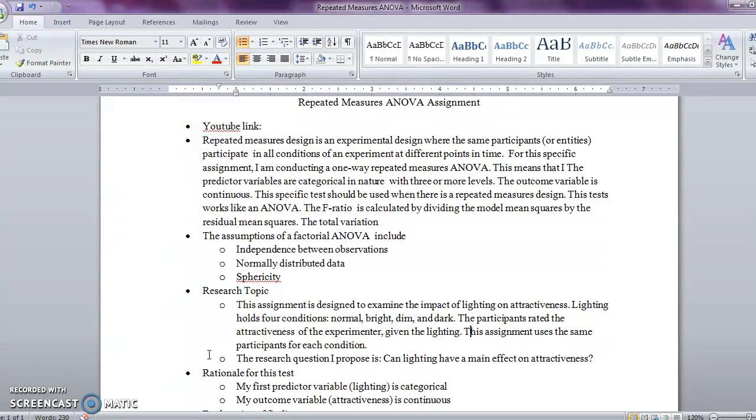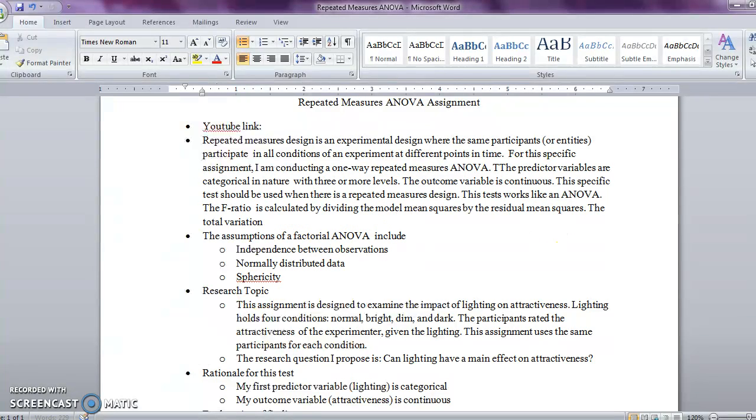So for this specific assignment, we're doing a one-way repeated measures ANOVA. The predictor variable is categorical in nature with 3 or more levels. The outcome variable is continuous. You really want to use this test, like I said before, with a repeated measures design. It works just like an ANOVA.